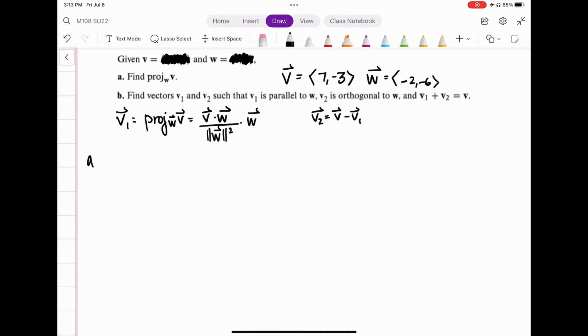We first start part A by finding vector v1, which we need to calculate the dot product of vector v times vector w. That's equal to the product of the A components plus the product of the B components. The dot product of vector v times vector w is then equal to 7 times -2 plus -3 times -6. We then have -14 plus 18, which is 4.